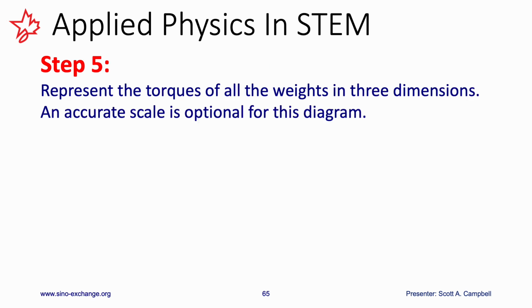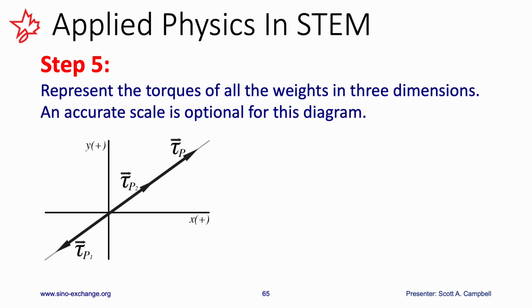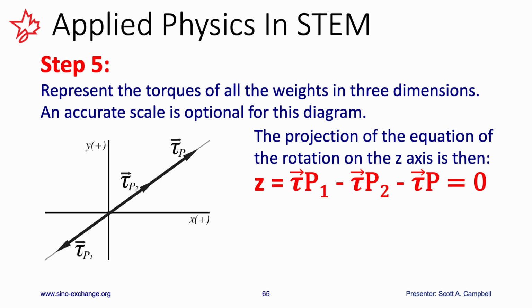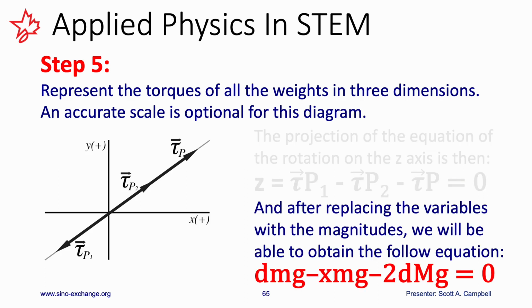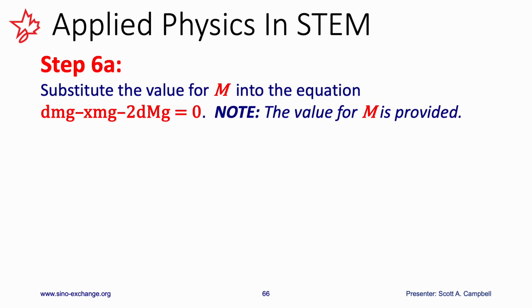Next, we'll plot all these weights in 3 dimensions, which will give us a graph that should look like this. Based on the graph, we should be able to see that the net force will be equal to 0. Therefore, we can substitute the value that we derived in step 4 into this equation, and that will give us the equation dmg minus xmg minus 2dmg equals 0.